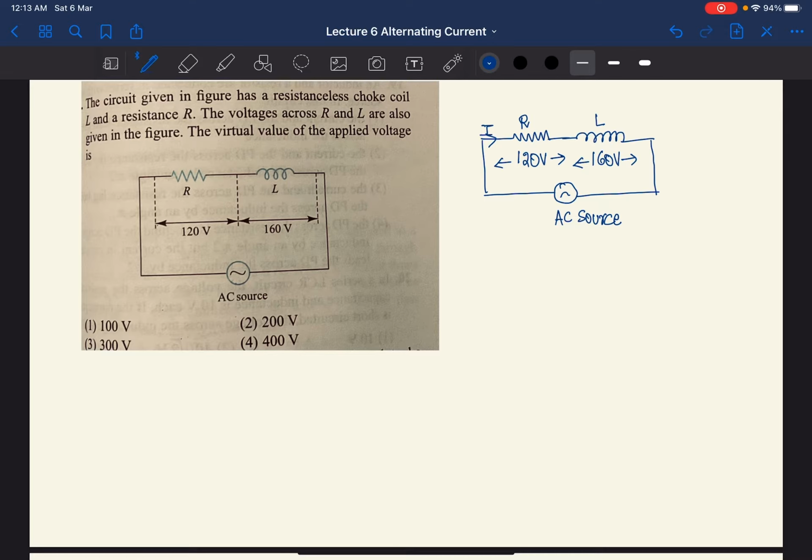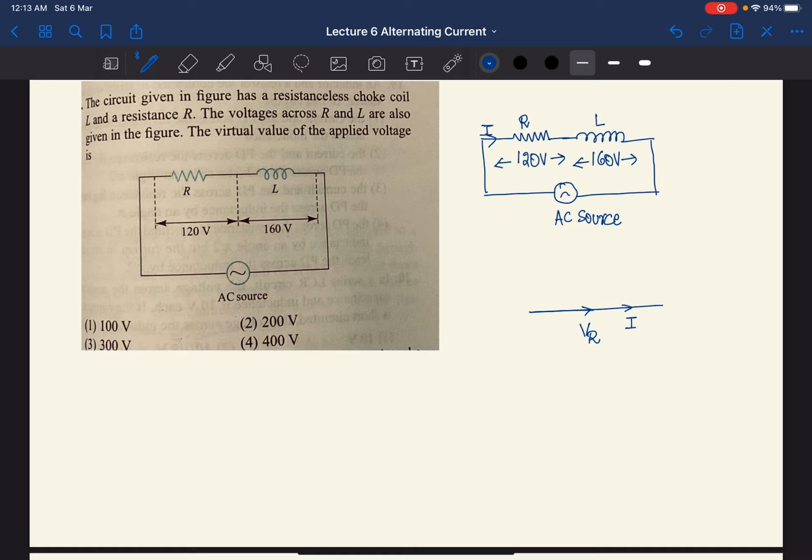So we can take this current phasor as the reference. This is the I phasor we are assuming, this is the reference line, and we know that across the resistor, voltage and current are in the same phase. That means VR, the voltage across the resistor, will also be along this line only. So this is VR, and VL is the voltage across the inductor.